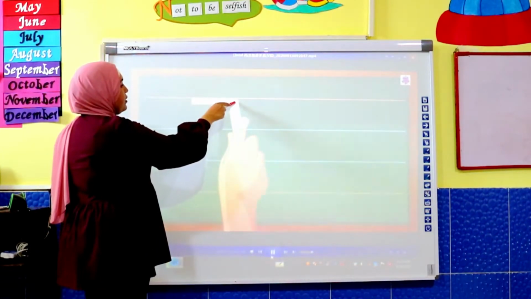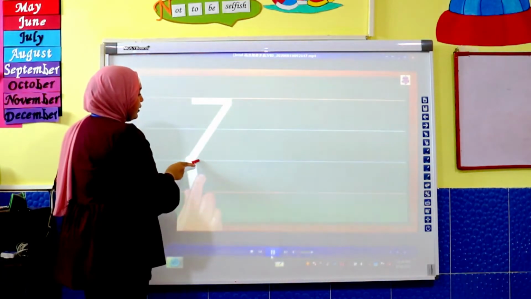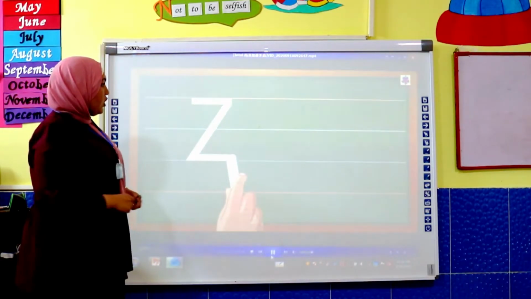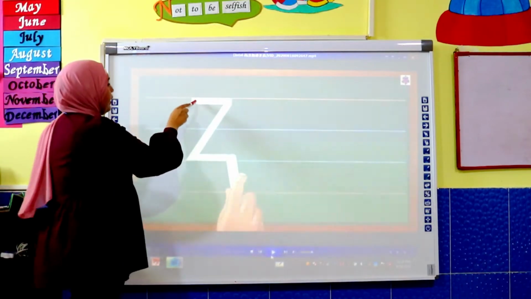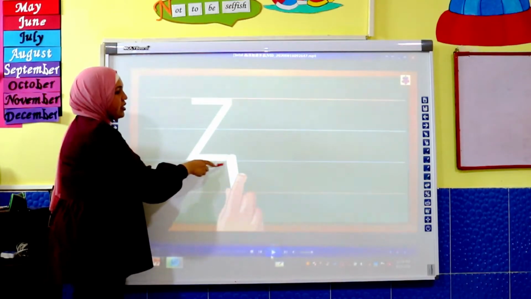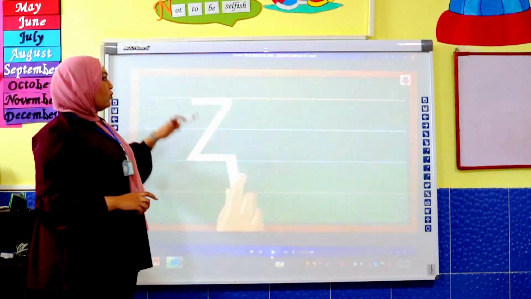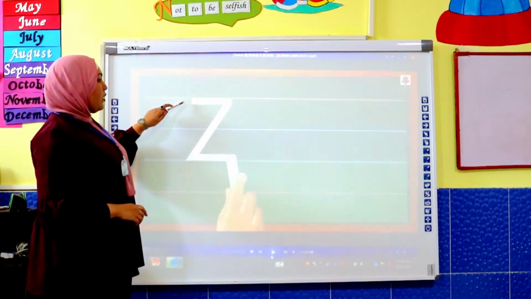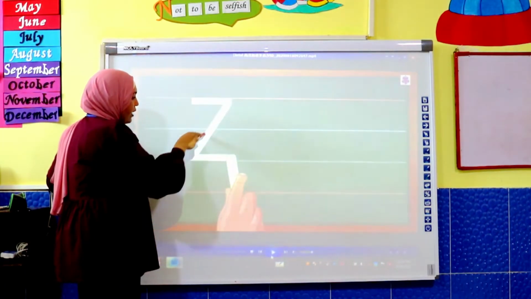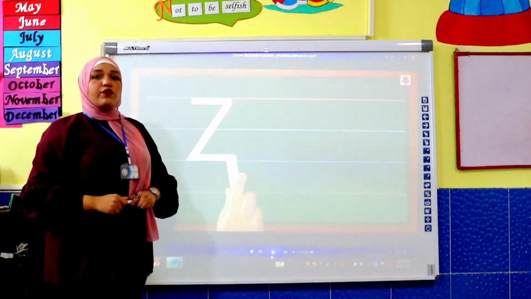Left to right, down across, and left to right. Once again, KG. Left to right, down across, left to right. The capital case starts from line number. Excellent. From line number 1 to line number 3. I start from line number 1 and write left to right, down, across, left to right. This is the capital case or the uppercase of letter Z.